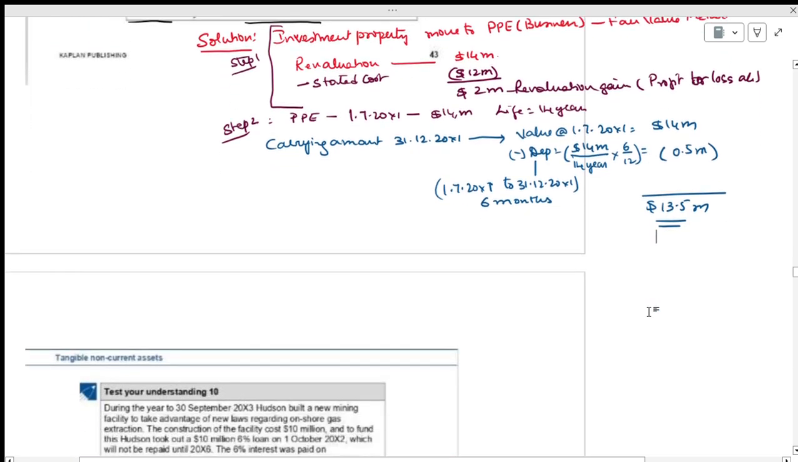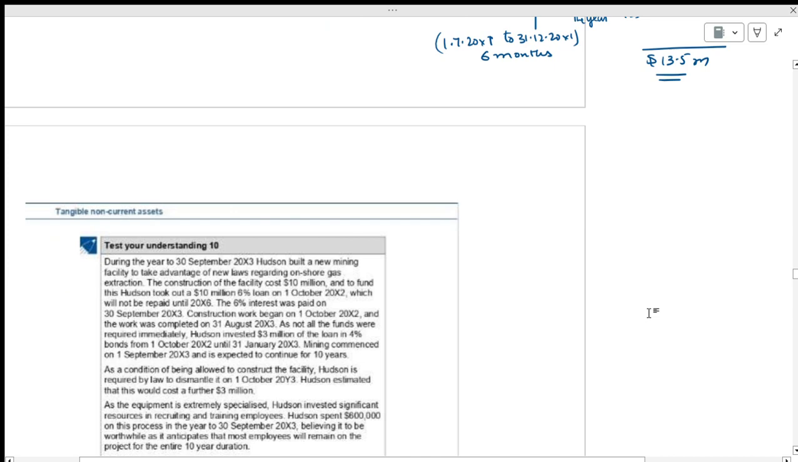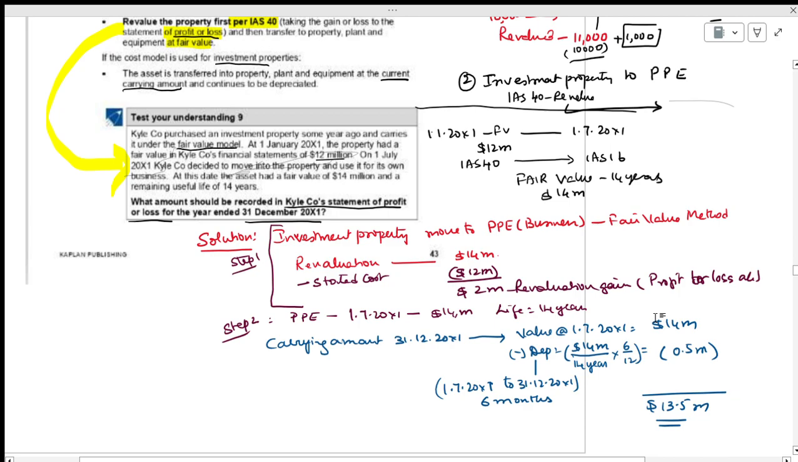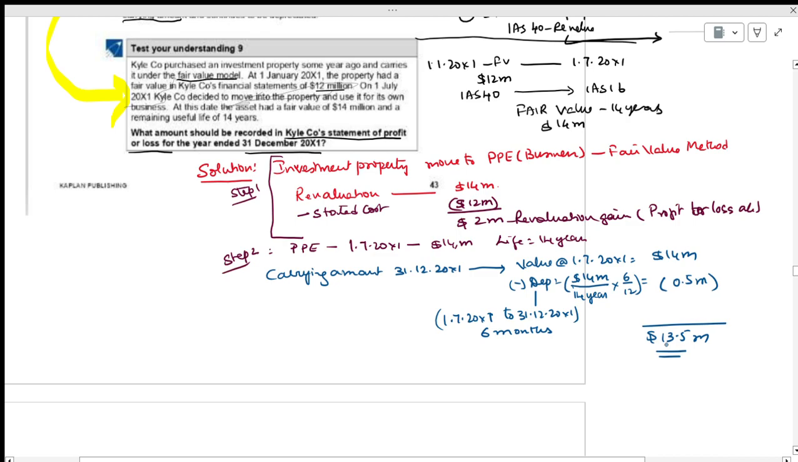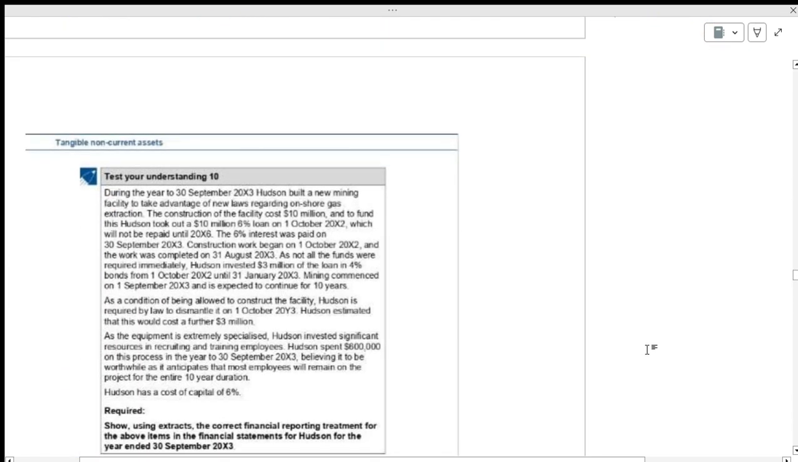It is the same. First, what you have to do? We have to revalue it. We will get the revaluation gain in the profit and loss account. Subsequently, for property, plant and equipment, again we have to start with the revalued amount, calculate depreciation for 6 months, and subsequently show the carrying amount as on 31st December 2001. Now, see the things.